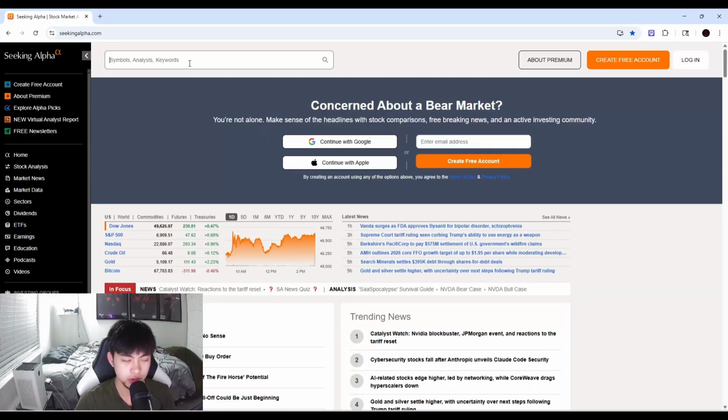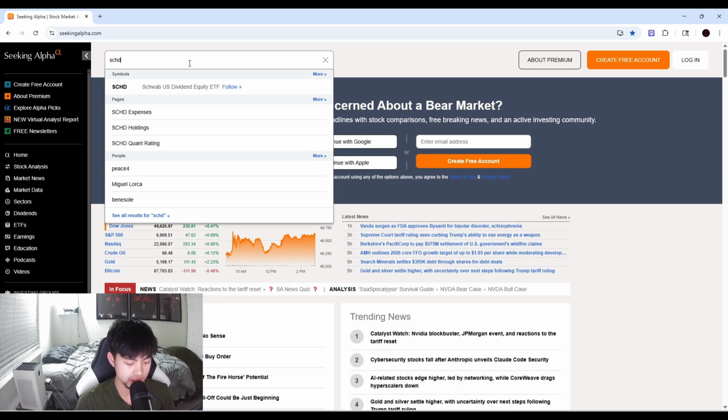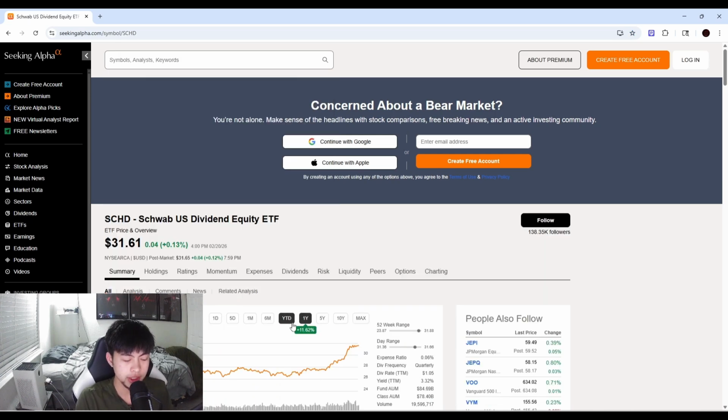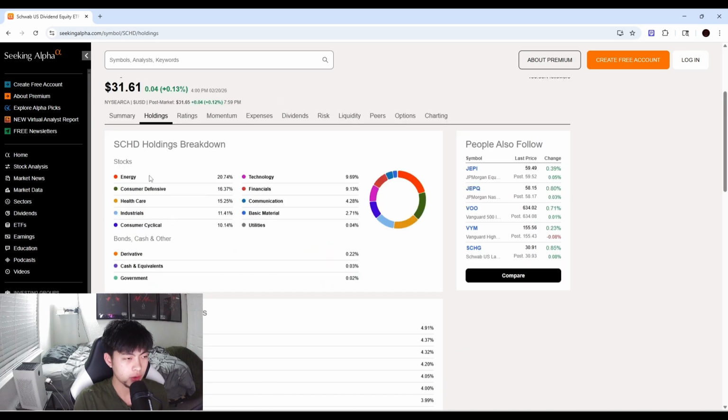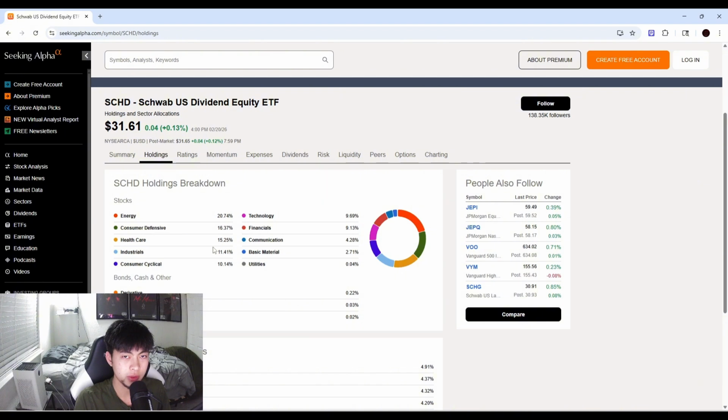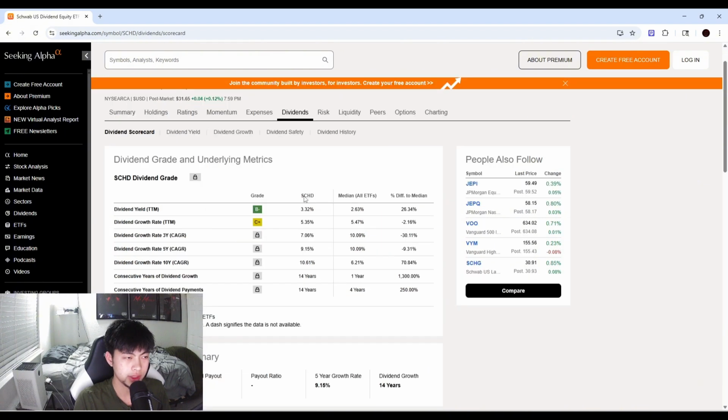First, let's go into Seeking Alpha. Let's start with SCHD. Alright, so far this year, SCHD is up about 11.6%. Their main holdings are energy, consumer defensive, and healthcare. This is important because we need to know what kind of stocks they're holding. If we take a look at their dividends, it's about 3.3%. Dividend growth is about 5.3%.